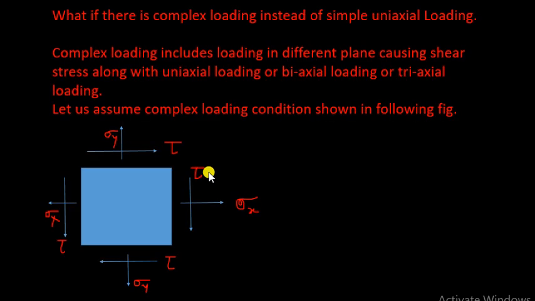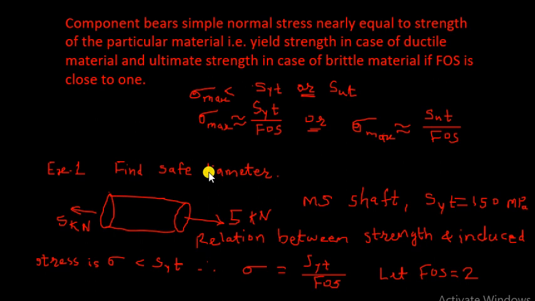Here I will discuss a complex loading condition, but before that I will solve one example for simple loading condition. Here you can see there is a cylindrical shaft having a circular diameter, and a 5 kilonewton tensile force is applied in the longitudinal direction. It is given that it is an MS shaft, that means mild steel material is used, and its yield tensile strength is 150 megapascal. Now we have to find the safe diameter, that means the diameter at which the shaft will sustain this much applied force. In the solution we will see.